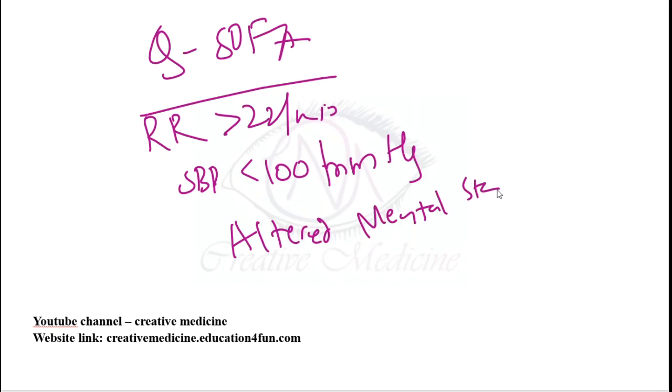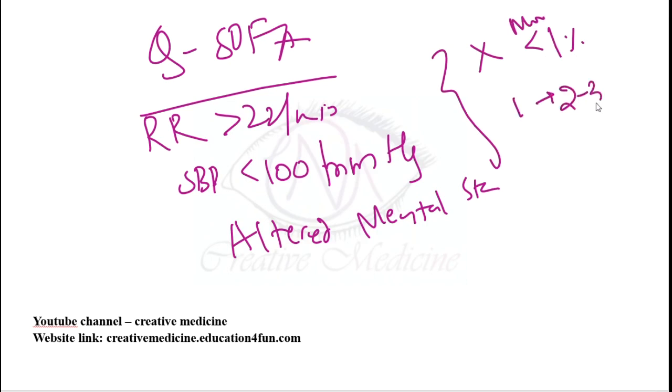In QSOFA, respiratory rate more than 22 per minute, systolic blood pressure less than 100 millimeters of Hg, and alteration of mental status. If none of them is present, then mortality is less than 1%. If 1 is present, then mortality is 2 to 3%. If more than or equal to 2 are present, then mortality is more than or equal to 10%. So this is about the Quick Sequential Organ Failure Assessment.